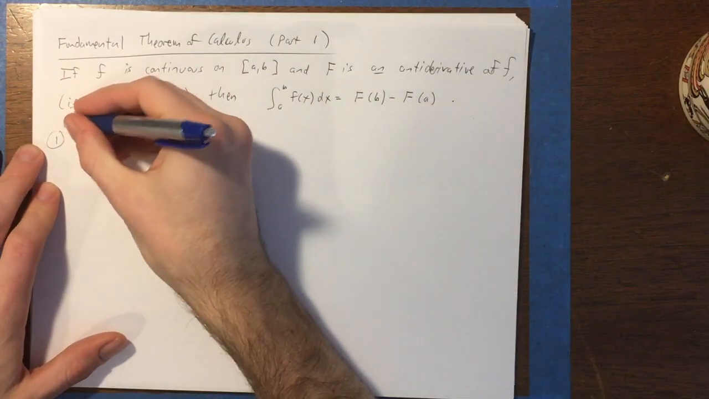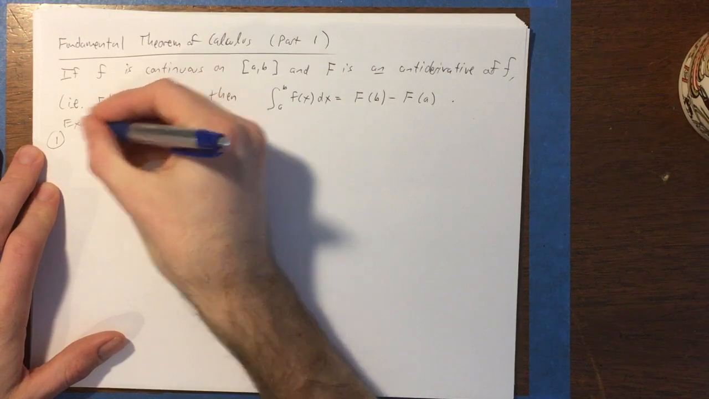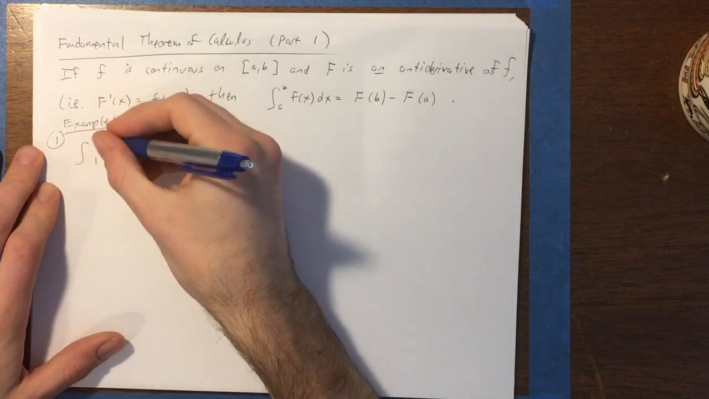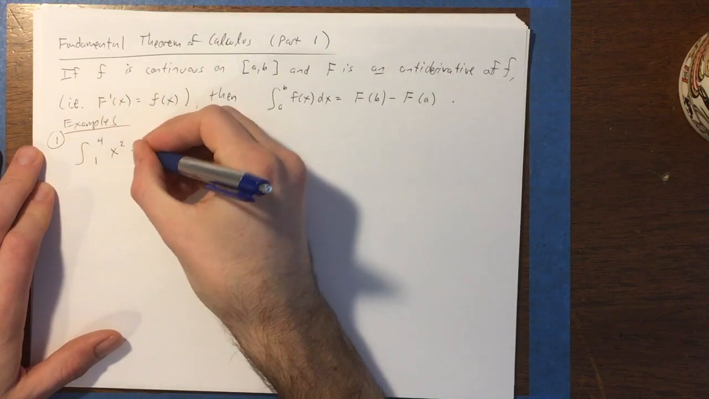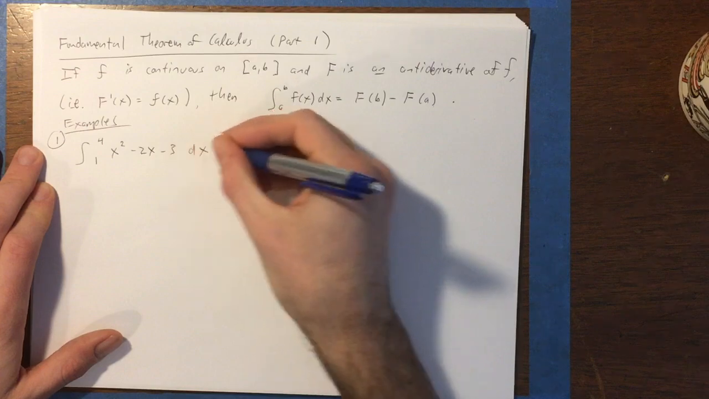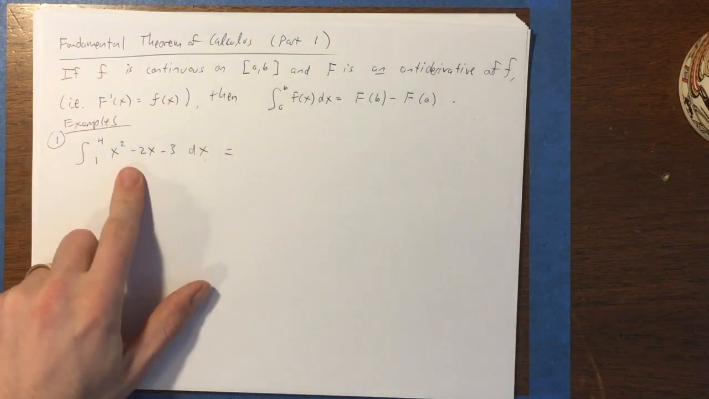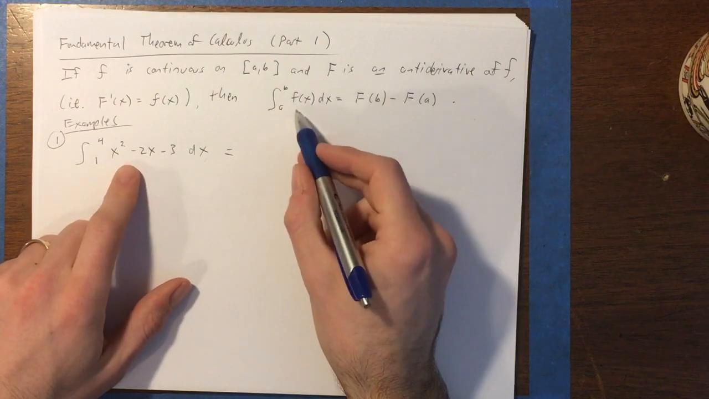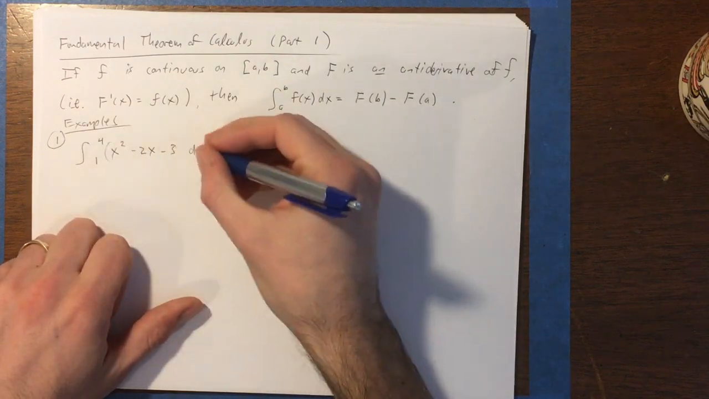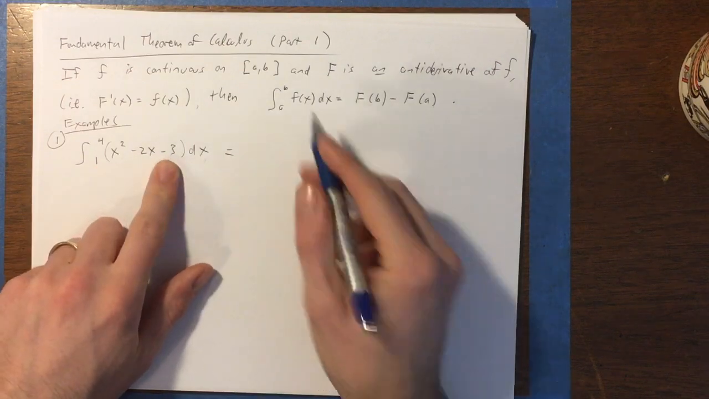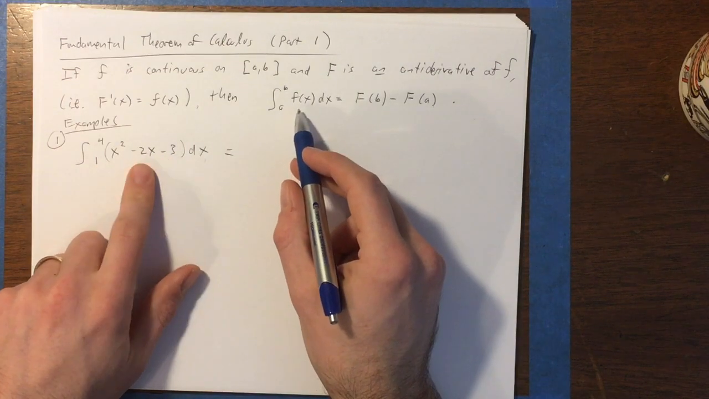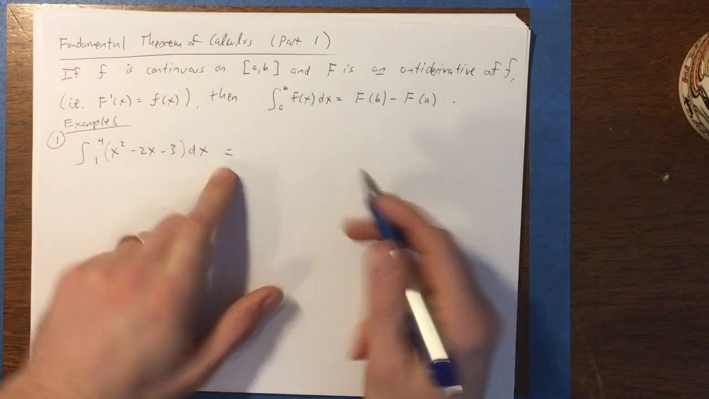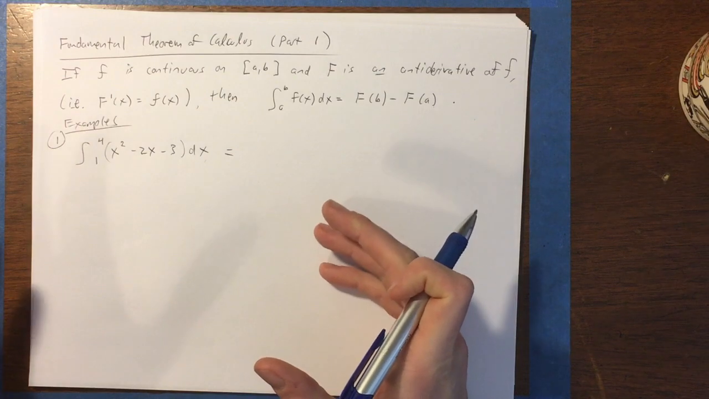So let's do some examples. For our first example, let's look at an integral of just a polynomial. Let's go from 1 to 4. I'm going to take x squared minus 2x minus 3. Okay, sure, we can find an antiderivative of this polynomial. What this theorem is saying is that if I can find an antiderivative for my integrand, this polynomial here, x squared minus 2x minus 3, that's lowercase f, then all I need to do is evaluate it at 4 and at 1, and then take the difference. And that will be the value of this definite integral.